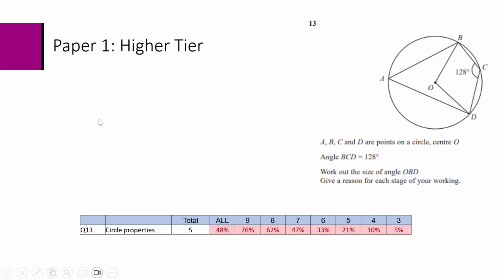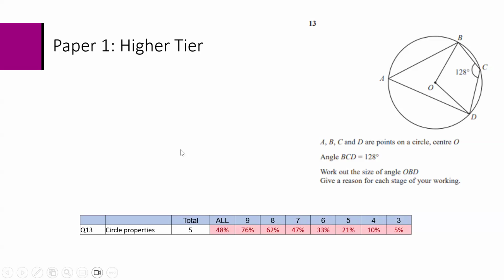Keeps coming up, but I do have some advice for you on this one. Here's the statistics. Out of the 5 marks on this question, out of all students, they gained 48% of the mark. Even your grade 9 students are only getting 3/4 of the mark. It says work out the size of the angle OBD and give a reason for each stage of your working. The examiners do say a fully correct set of reasons were rarely seen, with students needing all the appropriate circle theorems and angle rules, including the underlined words in the mark scheme.